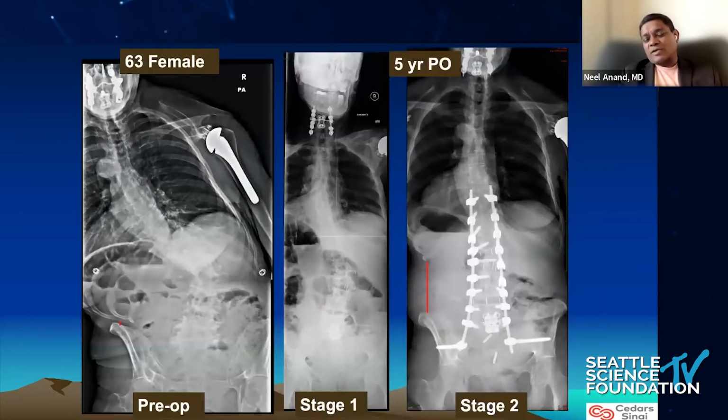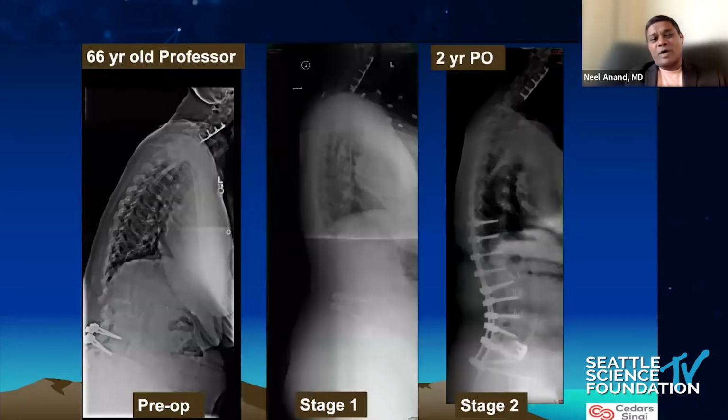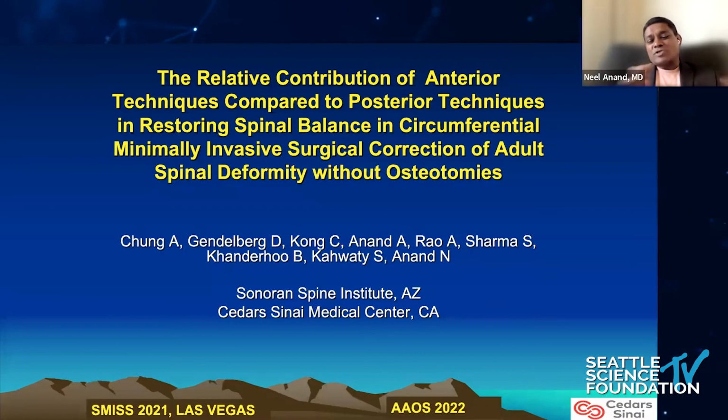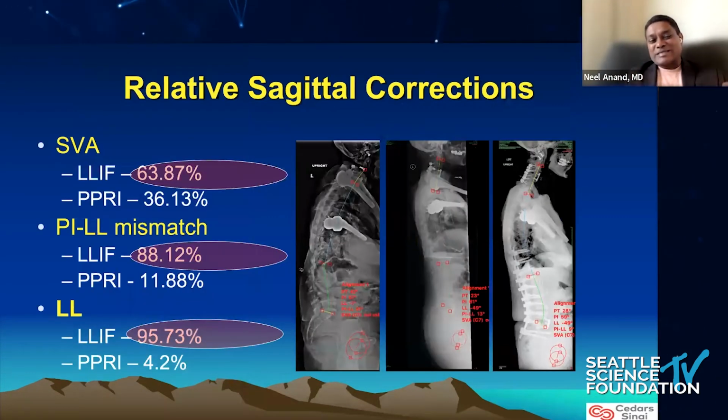There's another patient, and it's the same protocol. The best part about this protocol is that it applies to every single deformity. It doesn't matter where, how big, how small it is. It stacks up very well. There's another patient with sagittal imbalance, and you can see the correction pre-op, intervening stage, and post-second stage. So we looked at how much we get from the first stage and the second stage. It's fascinating. The first stage gives us 95% of our lumbar lordosis.